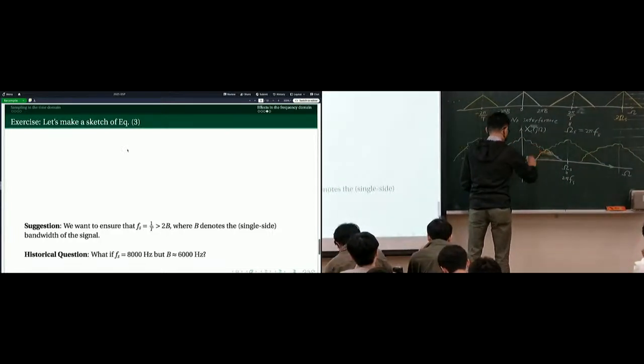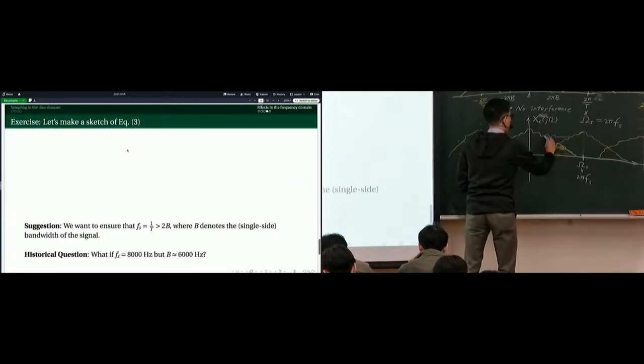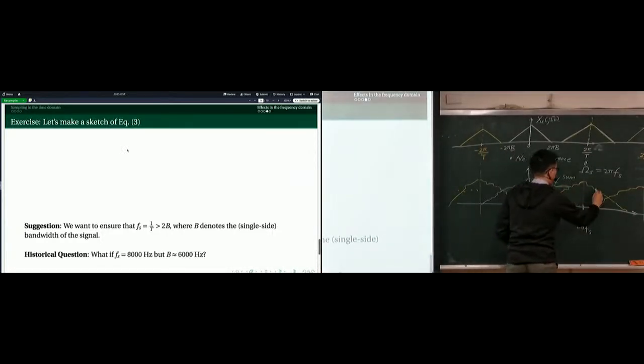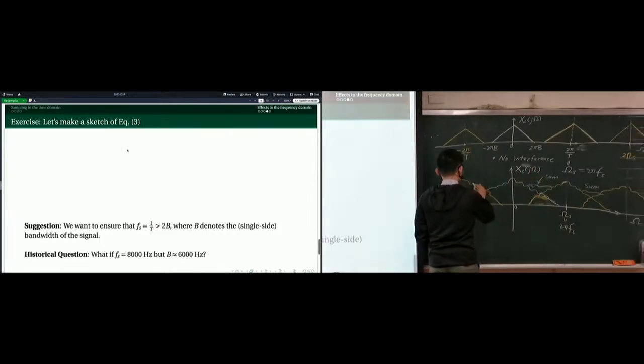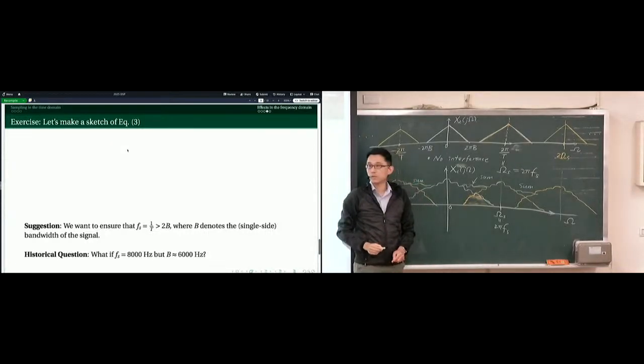And the result, the sum could be like that. That's a sum. And also here, that's a sum. And also here. Actually, this spectrum is periodic after sampling. All right? And we know that we're in trouble.